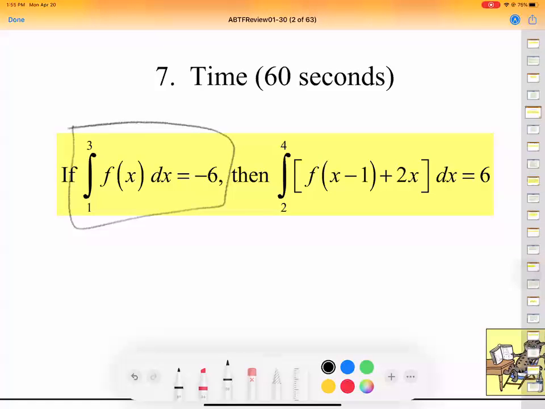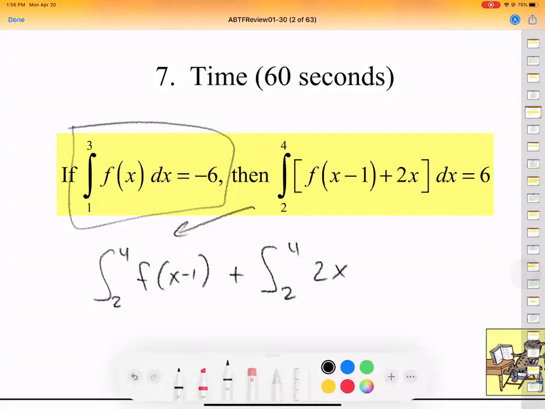Because if this is my only given info, I need to get the right side to look like the left. So the right side becomes the integral from 2 to 4 of f of x minus 1, plus the integral from 2 to 4 of 2x dx. Right? Now, let's go ahead and see what the left integral looks like. If I plug in 4, that turns out to be a 3. This turns out to be a 1, which is the same value here.